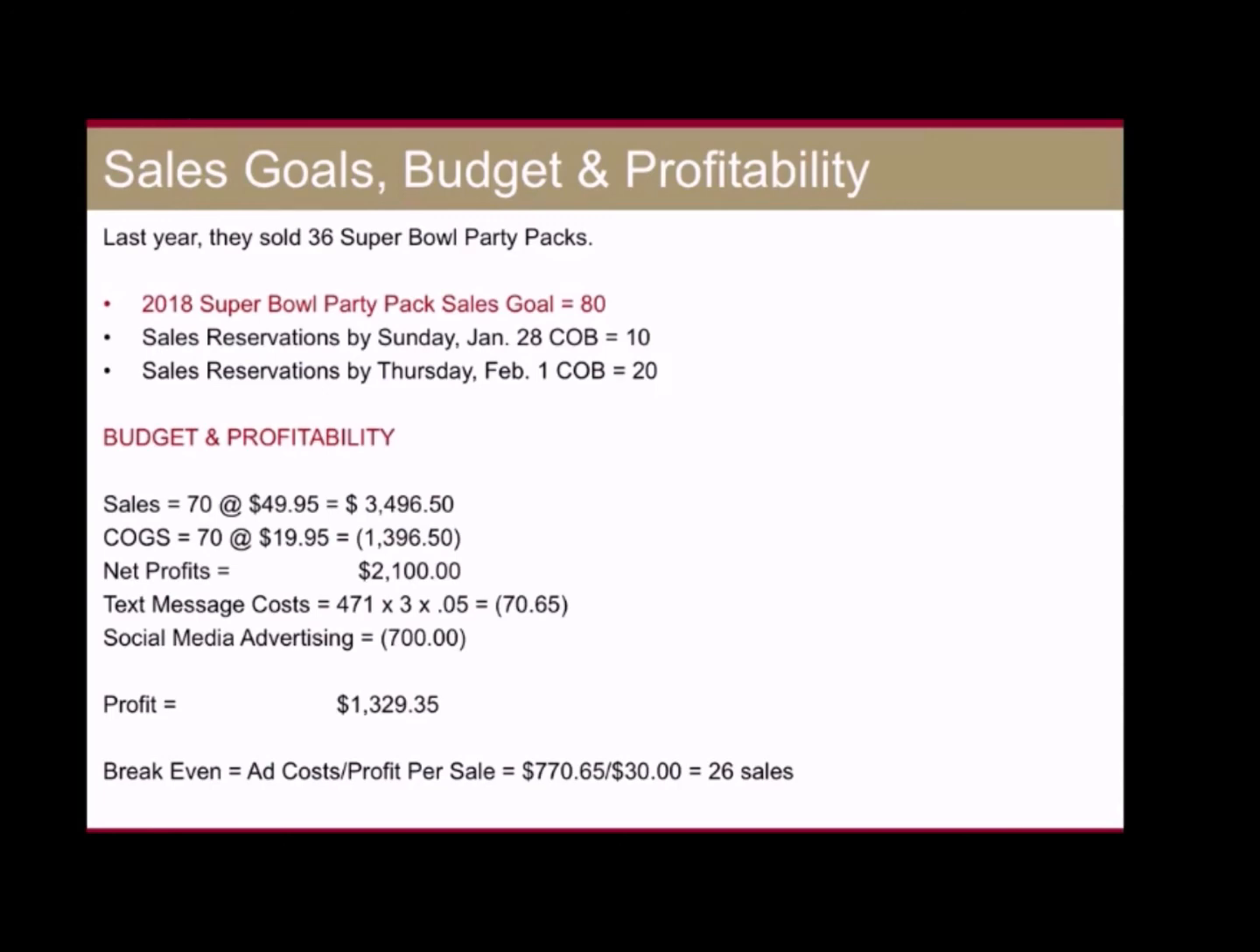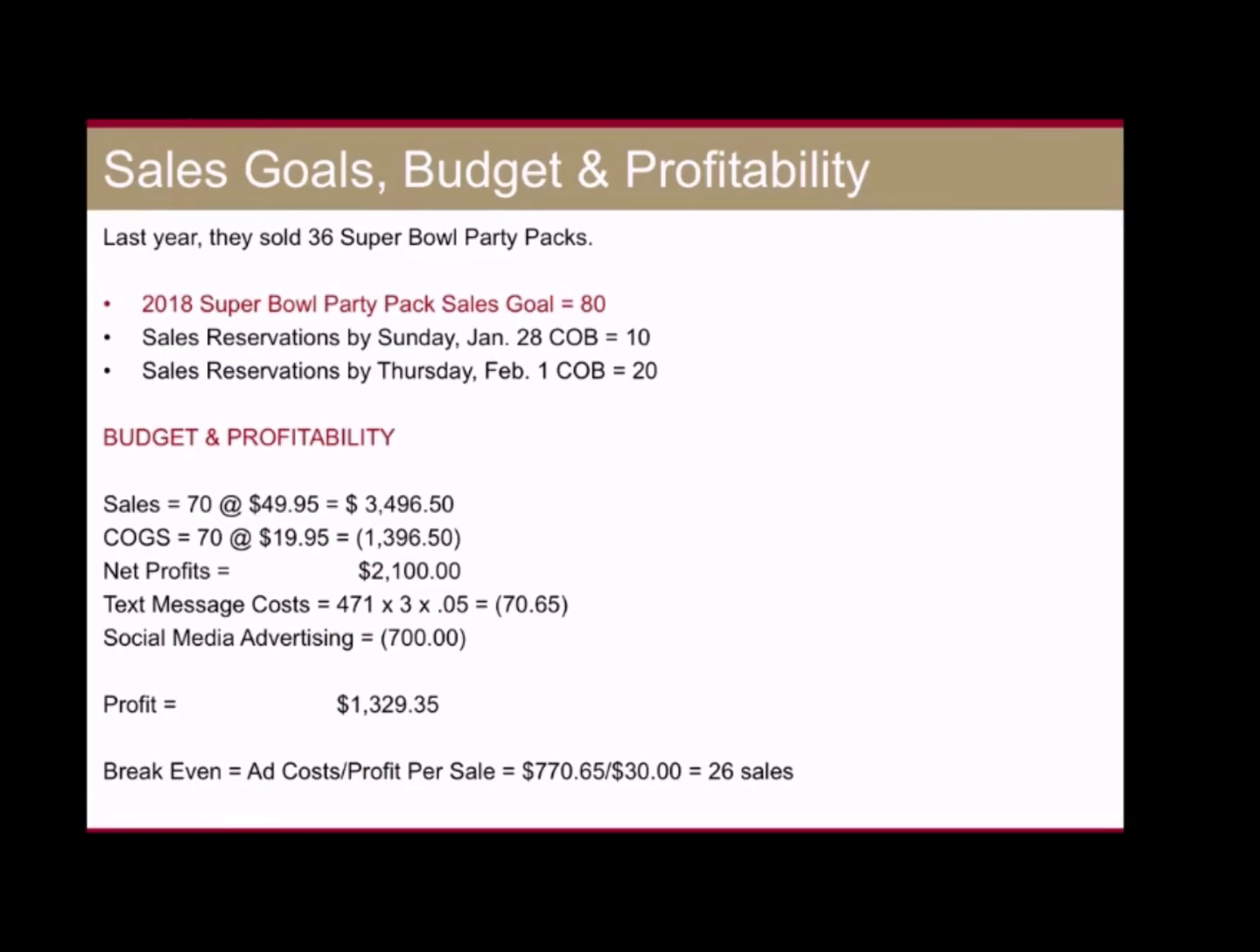Now, one of the things that we want you to include in all of your assignments that you do for us is budget and profitability, because keep in mind, that's what the boss is going to be looking for. So if, for instance, you sell 70, you fall a little bit short of your goal of 80, and they cost $49.95. Now, we've already talked to the pizza place, and they say their costs are about $19.95, so they make around $30 profit after the cost of the pizza, the cheese, the sauce, the wings, the soda. So they're going to make $30. So their net profit is $2,100.